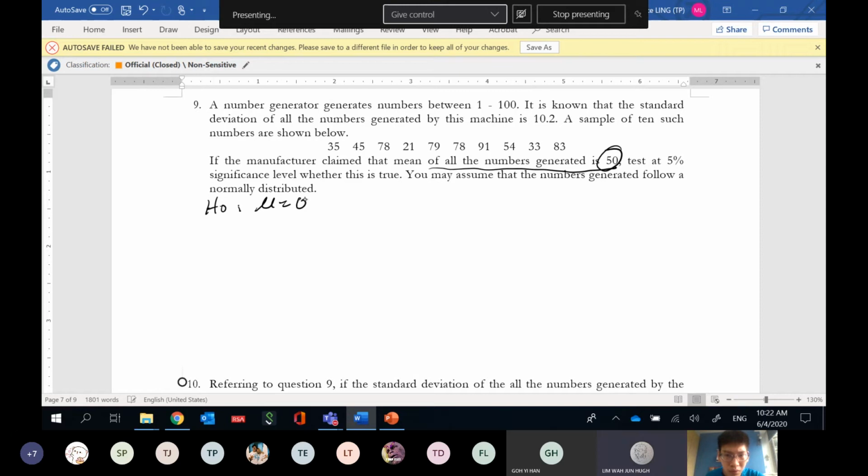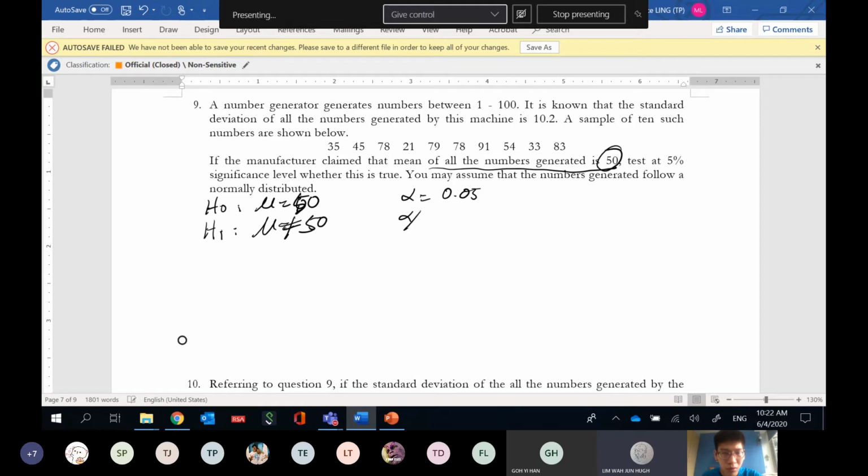So H0 is mu equals 50. H1, I guess, would be greater than 50. But if the claim is 50, your alternate hypothesis will be not equal to 50. That means it can be any number except 50. Then your alpha is 0.05.